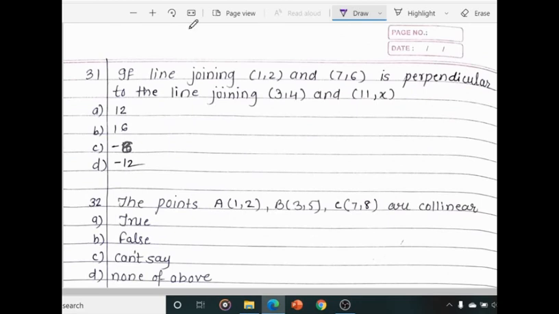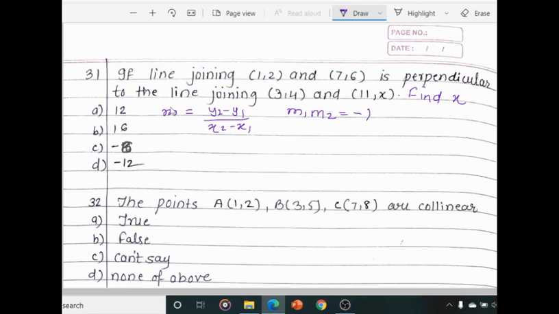If line joining (1, 2) and (7, 6) is perpendicular to the line joining (3, 4) and (11, x), then here we need to find out the value of x again. We know the formula of slope m is equals to y2 minus y1 upon x2 minus x1. Again use this formula, and we know the condition slope m1 into m2 is equals to minus 1.